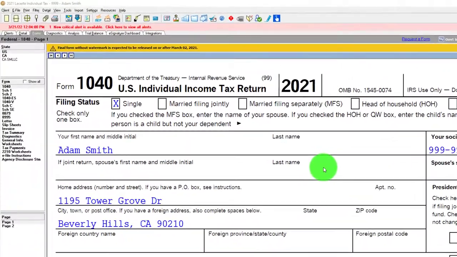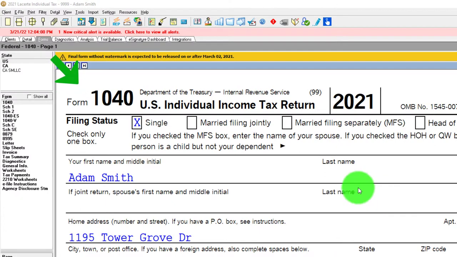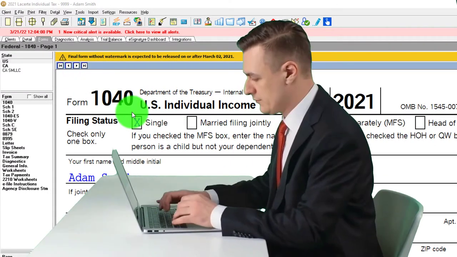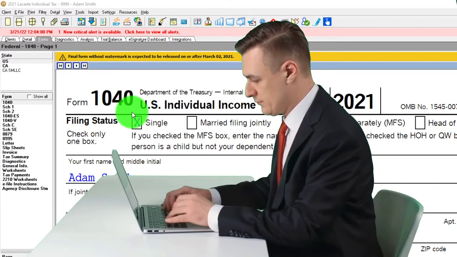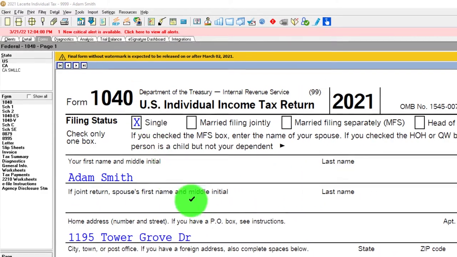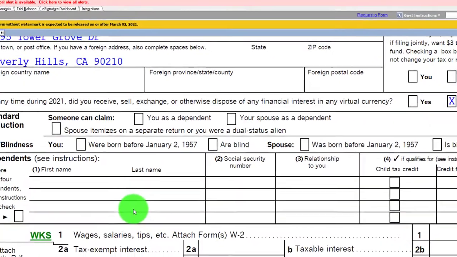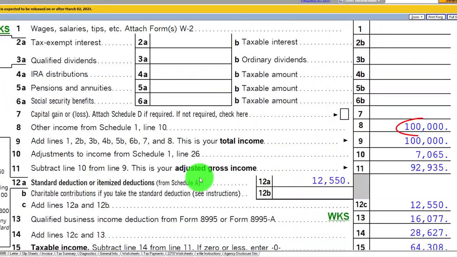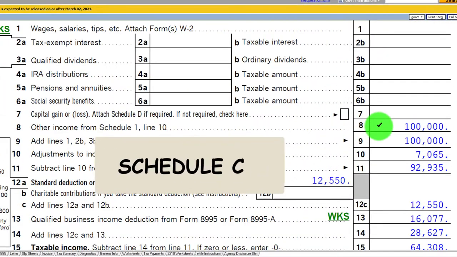2021-2022. Lesser tax software. You don't need tax software to follow along, but you might want the Form 1040, which you could find on the IRS website at irs.gov. Starting point, single filer, Adam Smith, living in Beverly Hills, 90210. We're going to start out this time with $100,000 coming from the Schedule C.